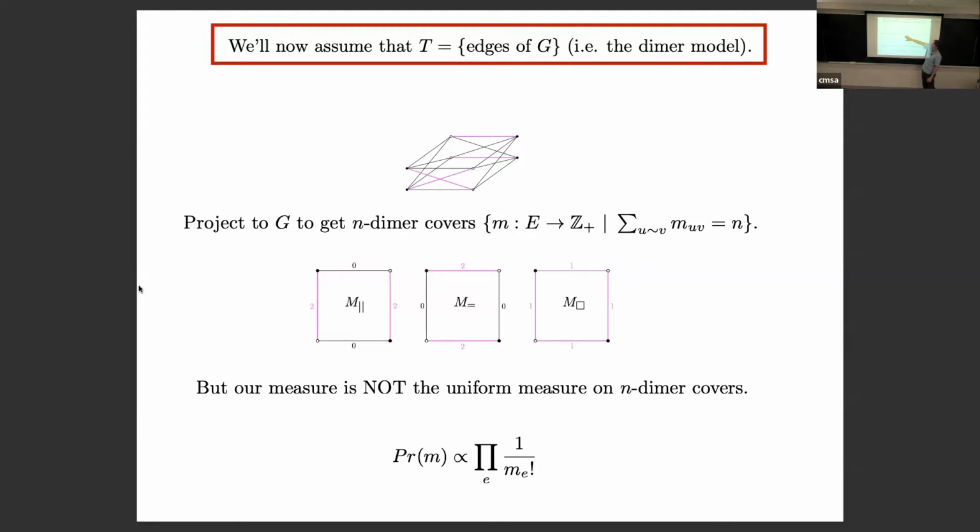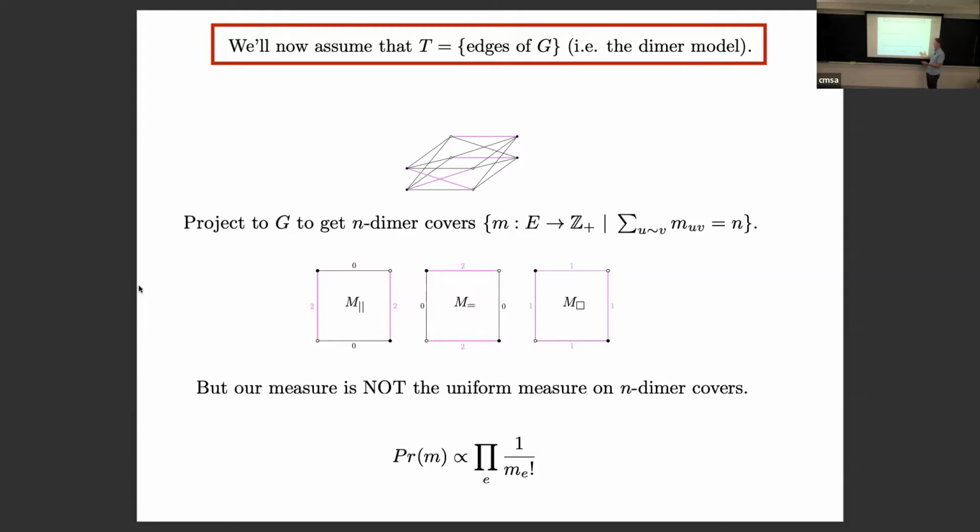And let me just read the slide. An n dimer cover is just a function on the edges to non-negative integers, such that around each vertex, the sum of the multiplicities adds up to n. Or, if n varies from vertex to vertex, this is n sub v.